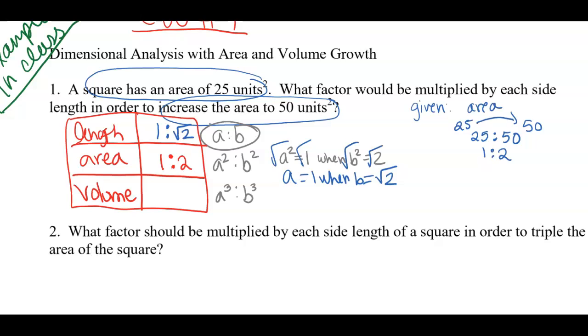All right, can I now figure out the volume ratio? How would I figure out the volume ratio? By cubing the numbers, right? So we have the a's and b's now, we just have to plug them in. So if a is 1, 1 cubed is still 1. If b is the square root of 2, we want the square root of 2 cubed.